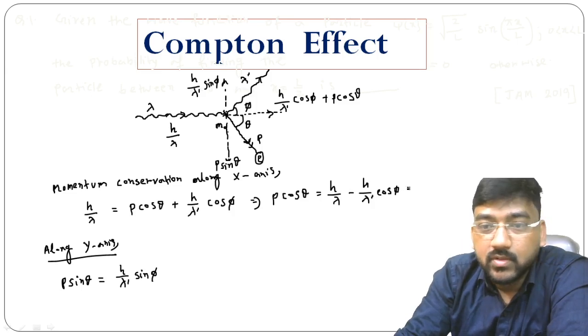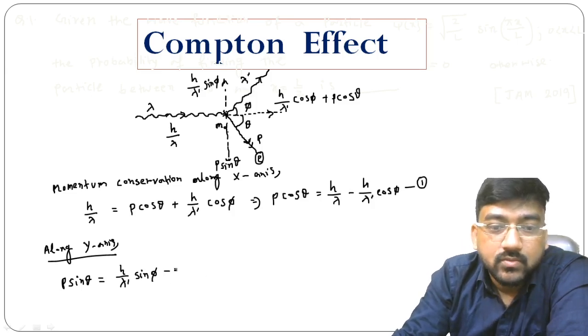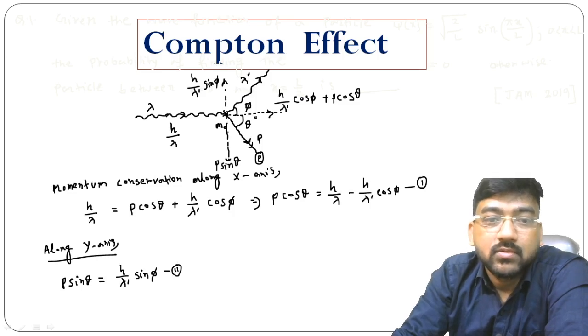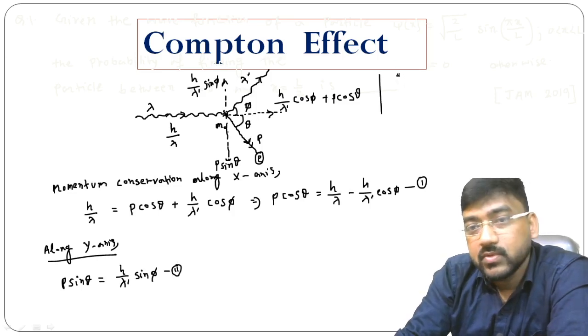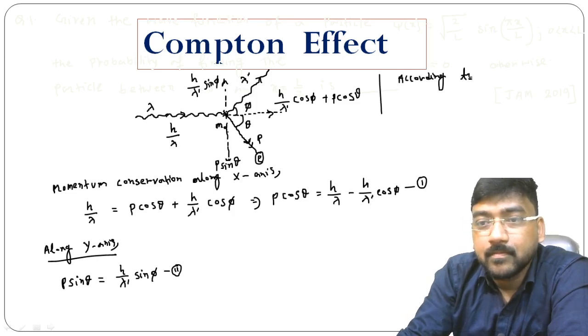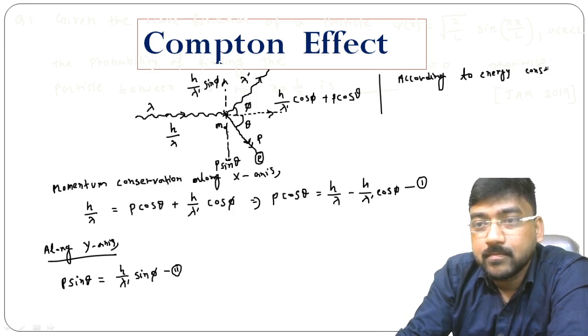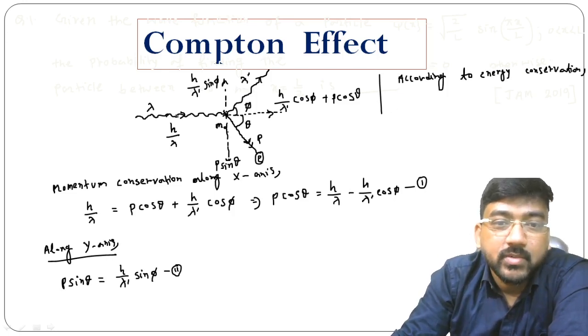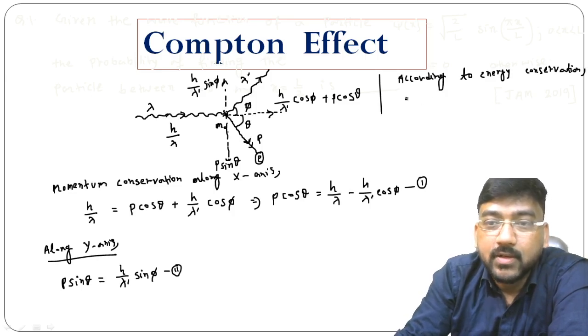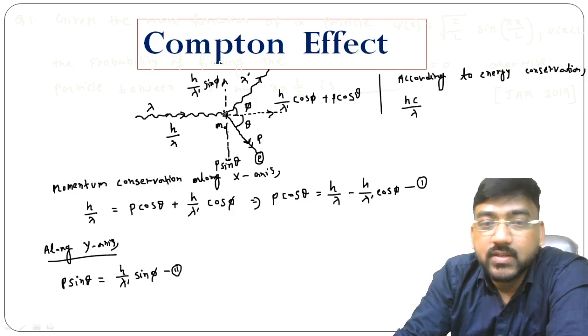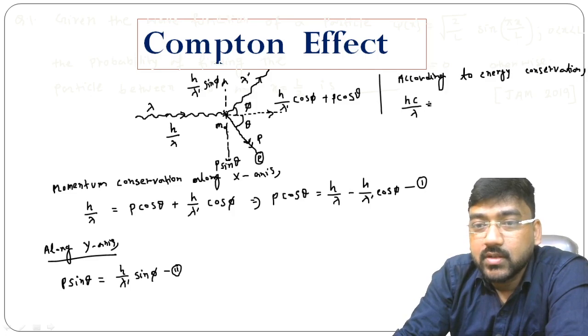So this is equation 1 and this is equation 2, and we will get another equation also according to energy conservation. So according to energy conservation, what we will get? We have the initial energy hc by lambda, energy of the incident photon before collision, and before collision we have to take the rest mass energy of the electron, and that is nothing but m naught c square.